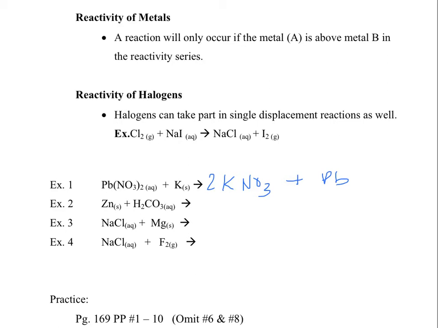And include the states. Because KNO3 is an ionic compound in a single displacement reaction and it's a product, I look up its state on the solubility table. Nitrate's not on the solubility table, so that means it's always soluble in aqueous state. I determine the state of the lead by looking at the color of its symbol. It's a solid. Pause the video and try out example 2, 3, and 4.